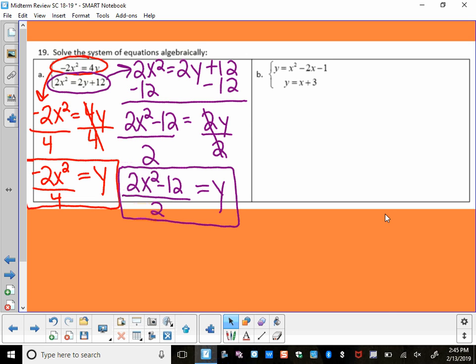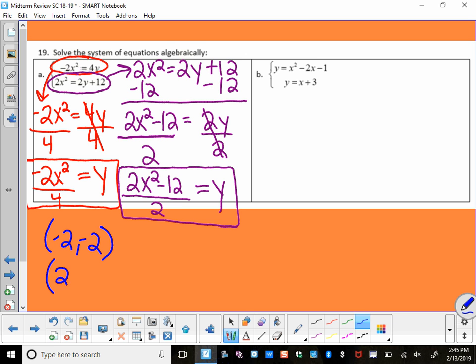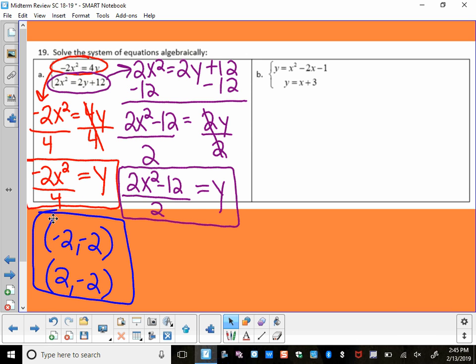So those are your solutions. We're not going to do the second one because that's already in y equals. All you have to do is type it into your calculator and then find your intersection. You're doing second trace, like the first one you did.